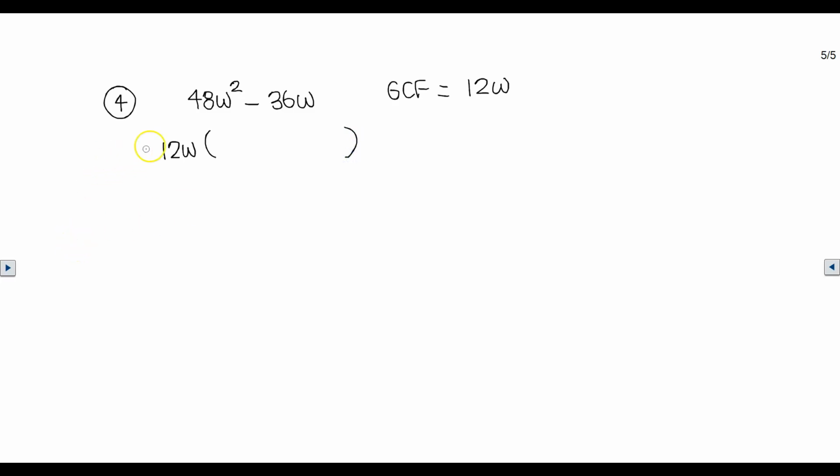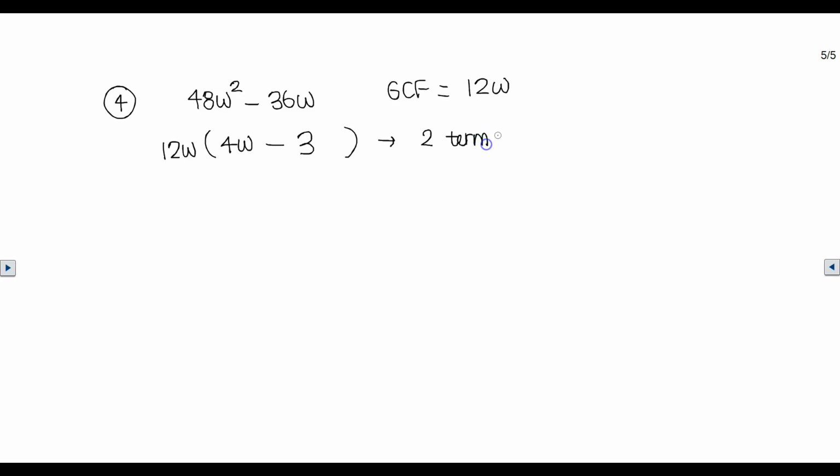Write my multiplication problem. 12w times the first term has to give me 48w squared, so I'll need a 4w to make that happen. And then 12w times the second term has to give me negative 36w, so that's going to need to be a negative 3. So GCF of 12w comes out. Here's what I'm left with. I want you to notice that is 2 terms.